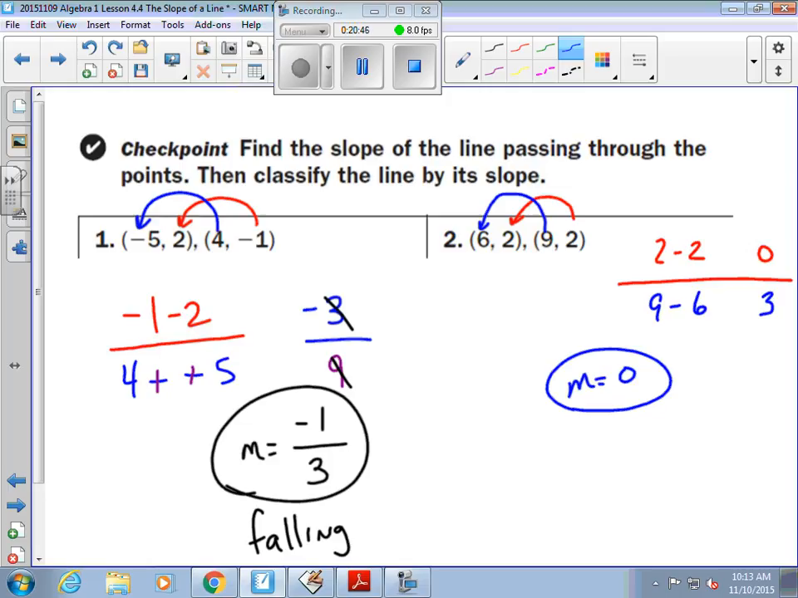Is this one horizontal or vertical? This is a horizontal line. If the slope is 0, it is a horizontal line. Horizontal.